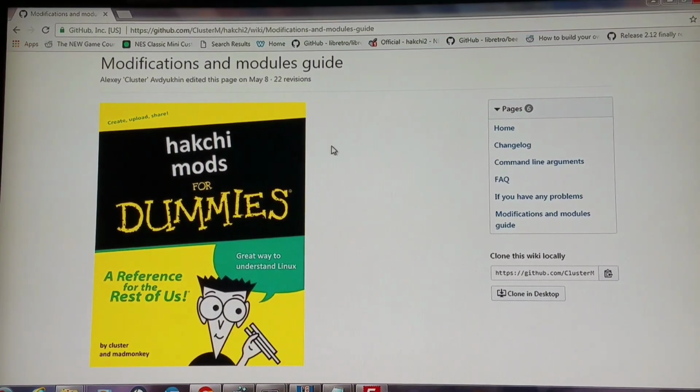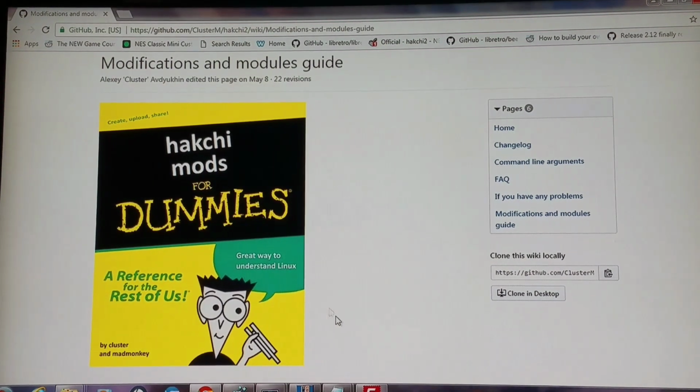And right now in front of me, I have the excellent guide that ClusterM put together, the Hacksheet Mods for Dummies guide. And this goes into the architecture of the NES Mini itself, and it really does a lot in explaining various things. But first off, you'd have to know that there's a partition of 20 megabytes for the original 30 NES games and the artwork. So right there, that's 20 megabytes of games that are pretty much taking up your memory.